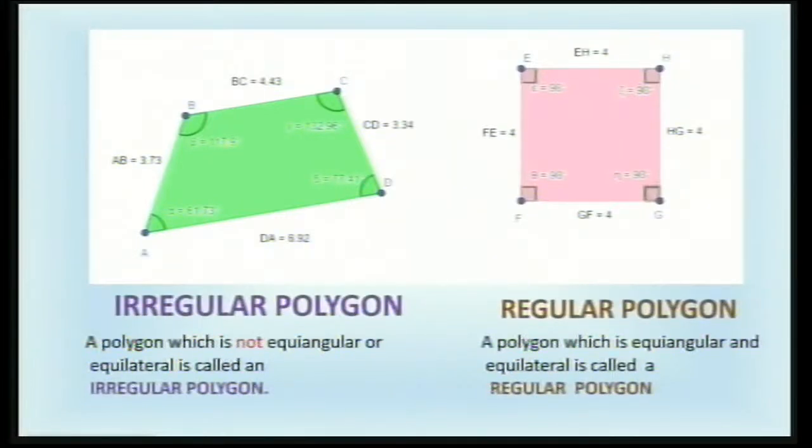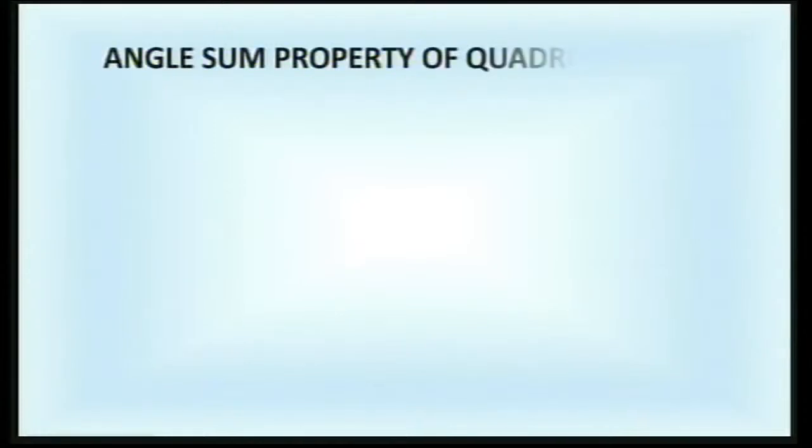So now we have totally confined our study to four-sided polygons. We are into quadrilaterals. So we are moving on to the first exciting property of the quadrilaterals, which is called the angle sum property of the quadrilaterals.